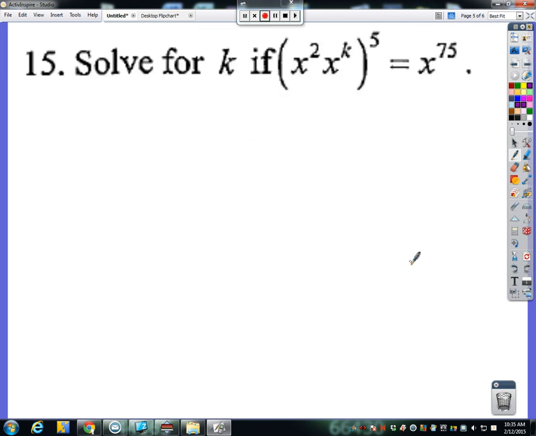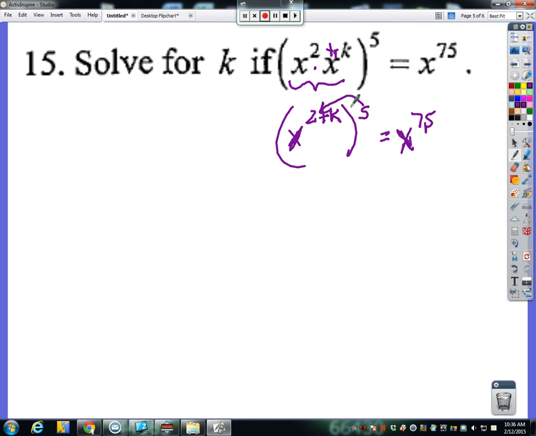Next up, number 15. Some of you did fine on this, doing this by yourself, because you knew the exponent rules. So we can just run through that real quick here. The exponent rules: if you're multiplying two things that have the same base, you get to add the exponents. So this is really x to the 2 plus k power, and we're taking all this to the 5th. Now, if we have an exponent to an exponent like this, this is where we get to multiply.